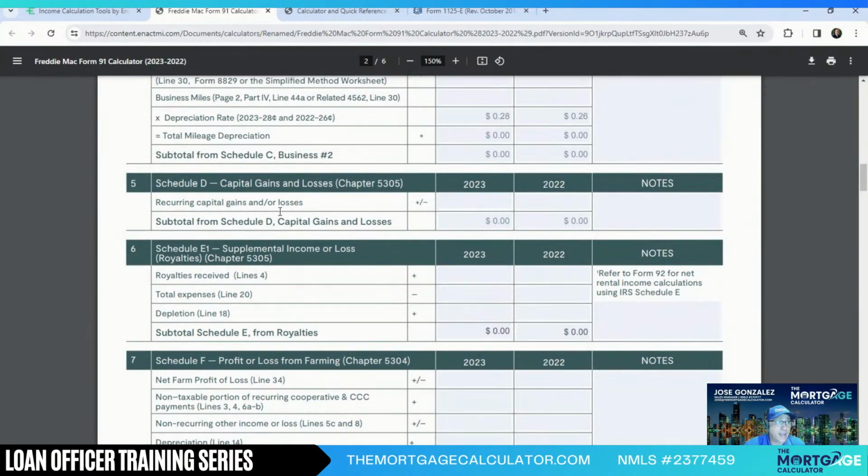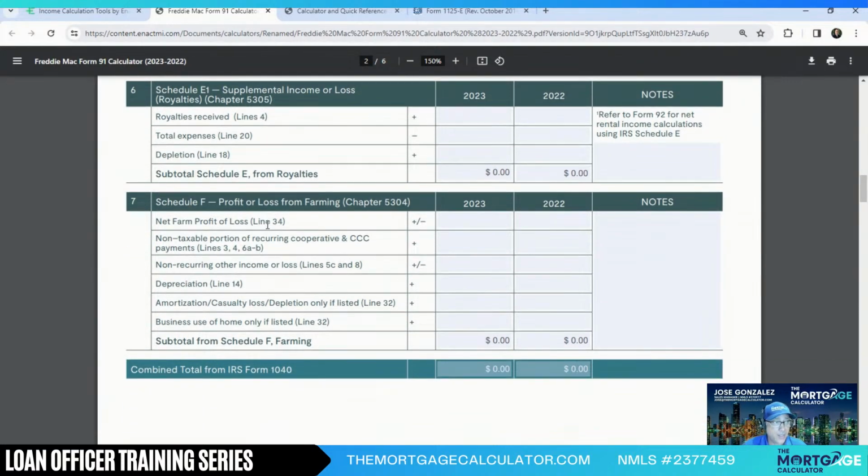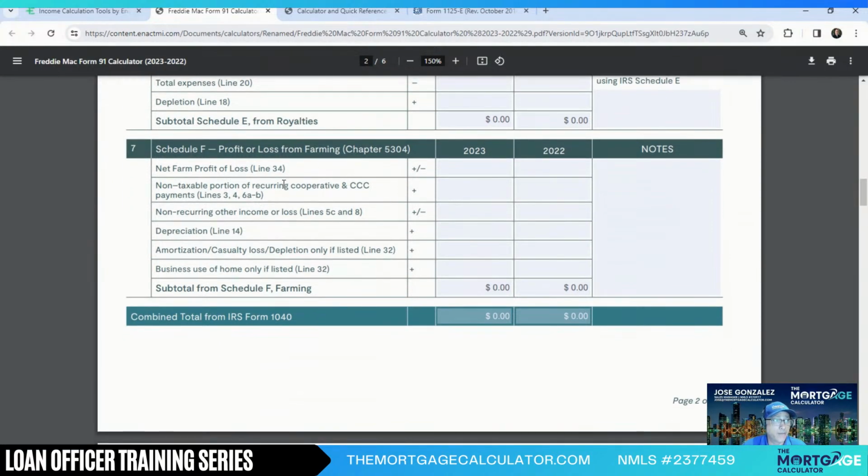Capital gains or losses, again, business related. Now this Schedule E1, this is not the rental income Schedule E. This is royalties. For rental income Schedule E, there's a separate form for that. Schedule F, profit or loss from farming. Again, you'll note all the line numbers here.